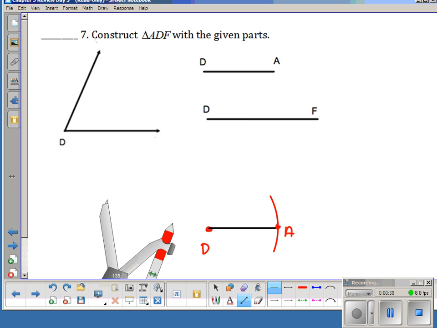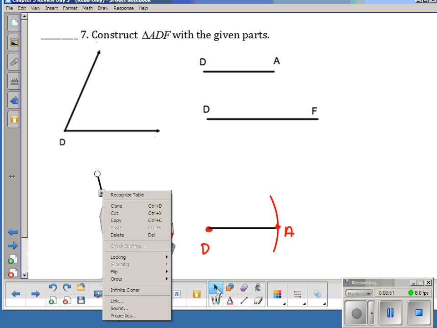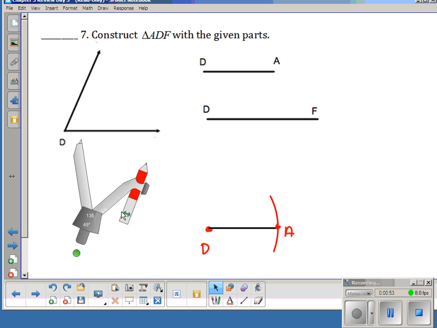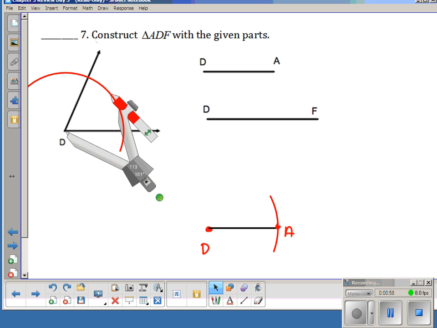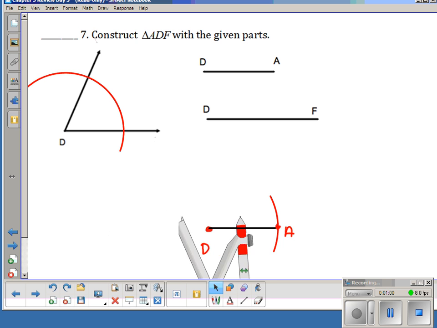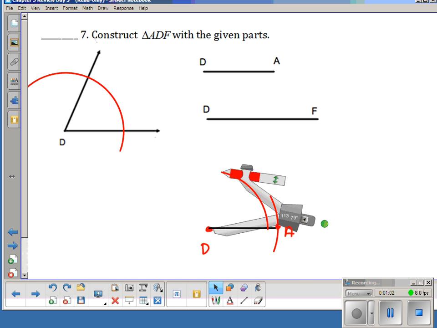All right. Next thing, I cannot duplicate DF until I duplicate the angle. These are the 3 arcs I need to see on your paper in order to get credit for duplicating an angle. Hold on, let me delete this. All right, so I'm going to go over here to my original angle, and I'm going to make an arc any width I want. I do not want to move my compass. I want to go down here and make the same arc on my new angle.